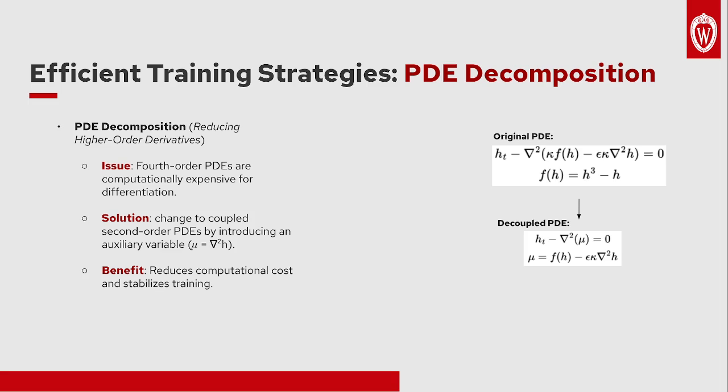This results in a more stable training stage, along with reducing computational cost and similarly time spent training our PINN. The equation to the right shows specifically how we decouple the Cahn-Hilliard equation. We will see this spelled out programmatically in the code review section.